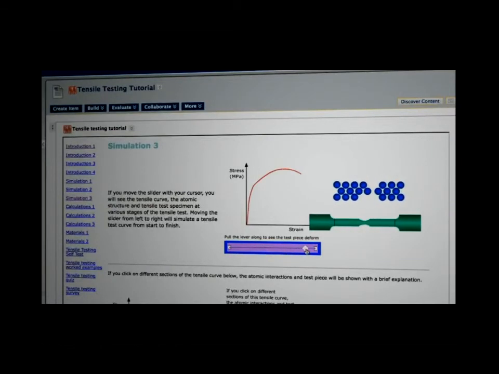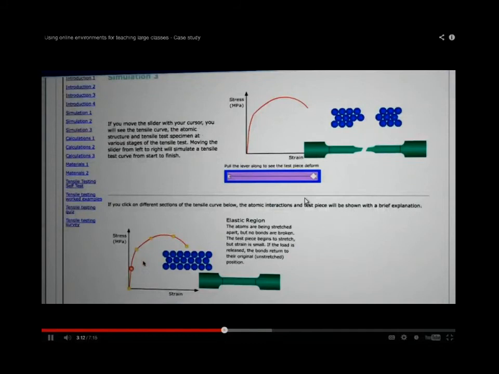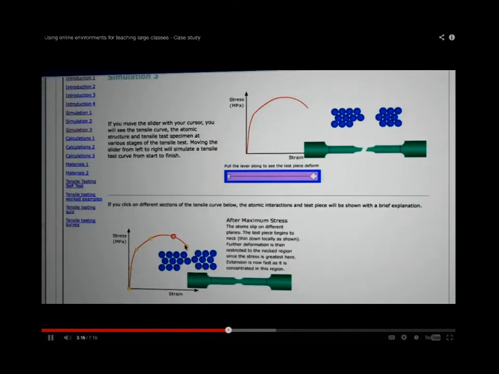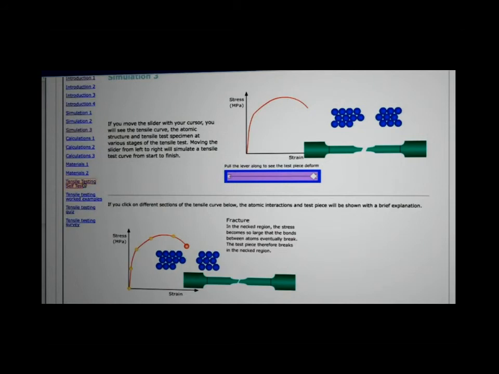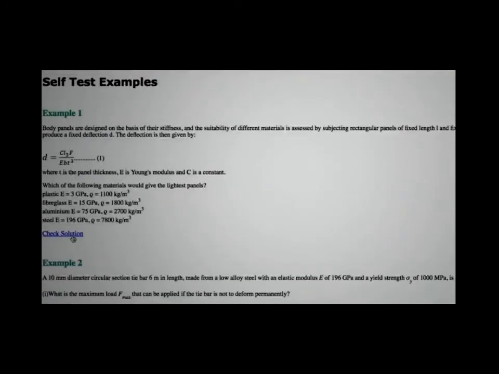So that's quite a rich animation, and then they can go back in here and click on the different parts, and there's a few words about what's happening. I feel this is a very good example of a learning object. We have some self-test questions. They're drag and drops. We give them some numerical examples and we hyperlink the solutions like so.